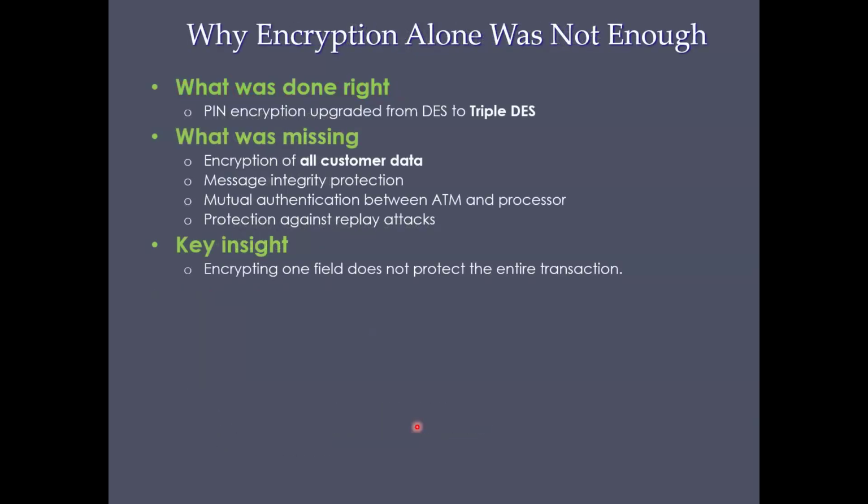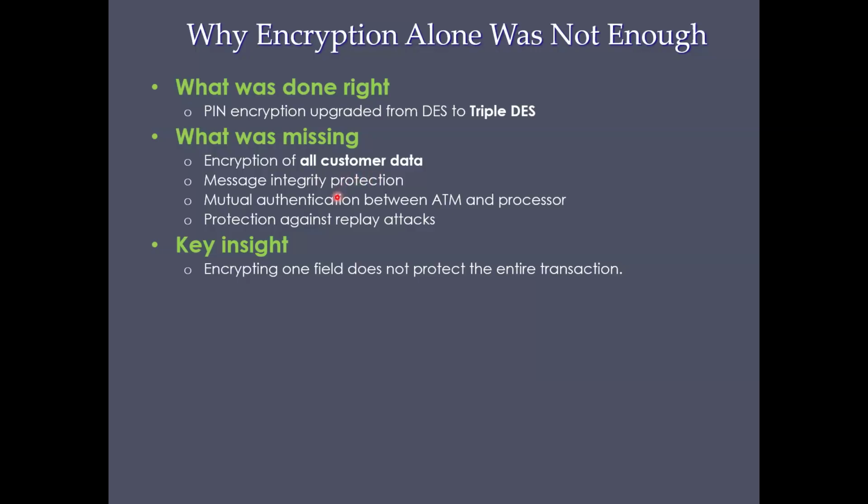So what was done right is that PIN encryption was upgraded from DES to triple DES, and we encrypt all the customer data. Now, that is what's happening. So not only do we encrypt the PIN, but we also encrypt the customer data as well. So we reduce the networking cost, but we solve the issue with obviously encrypting everything that is being sent.